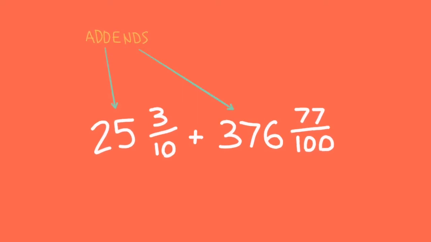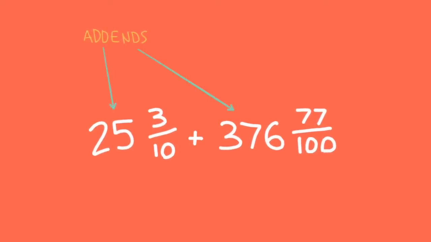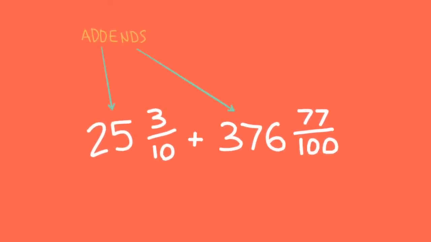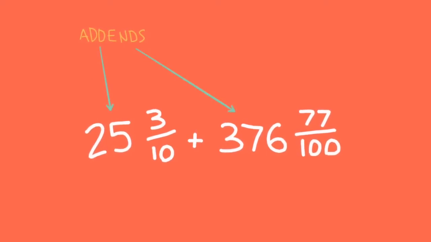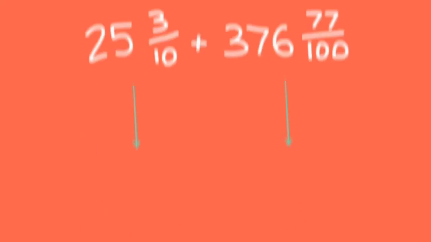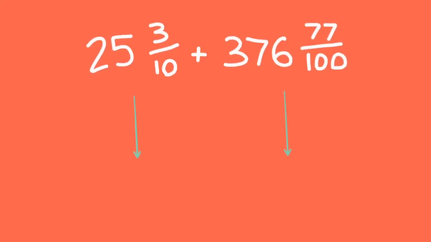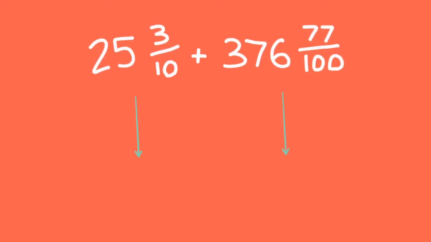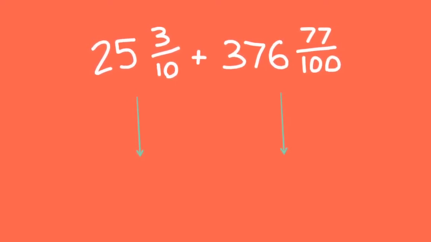First, we're going to be using a lot of vocabulary today, and one of those words will be add-ins. The add-in is always one of the numbers that is being added to another number to get a sum. To solve this, we could change these fractions into decimals. So let's start with 25 and 3/10.